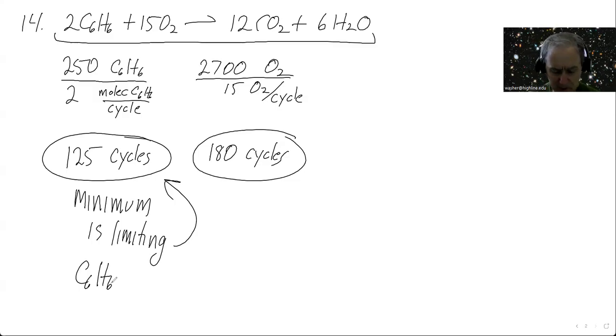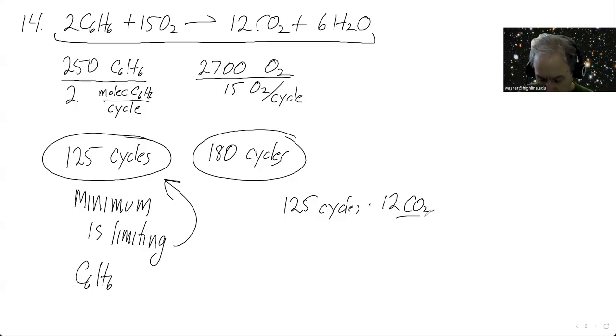You divide through by the stoichiometric coefficient, and that tells you how many times you could run that reaction, assuming you had enough of all the other reactants. If there's more than two, it's fine. You just divide each one by the stoichiometric coefficient of that reactant, and whichever is the minimum is the limiting reagent. Then if you need to predict how much product would be formed, you base it off the minimum. So if we wanted to know how much CO2 was formed, we would have 125 reaction cycles times 12 CO2 per cycle.